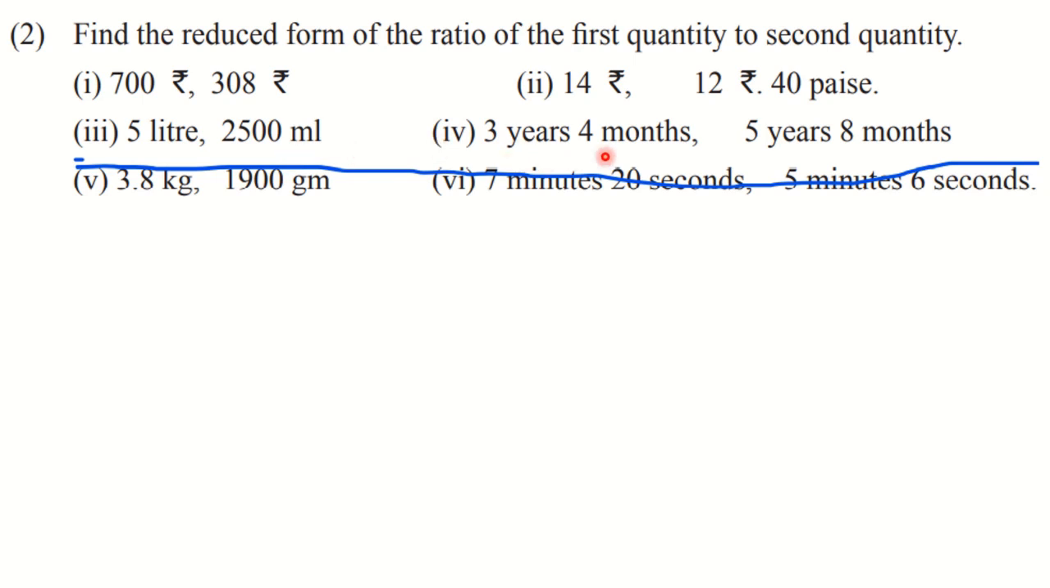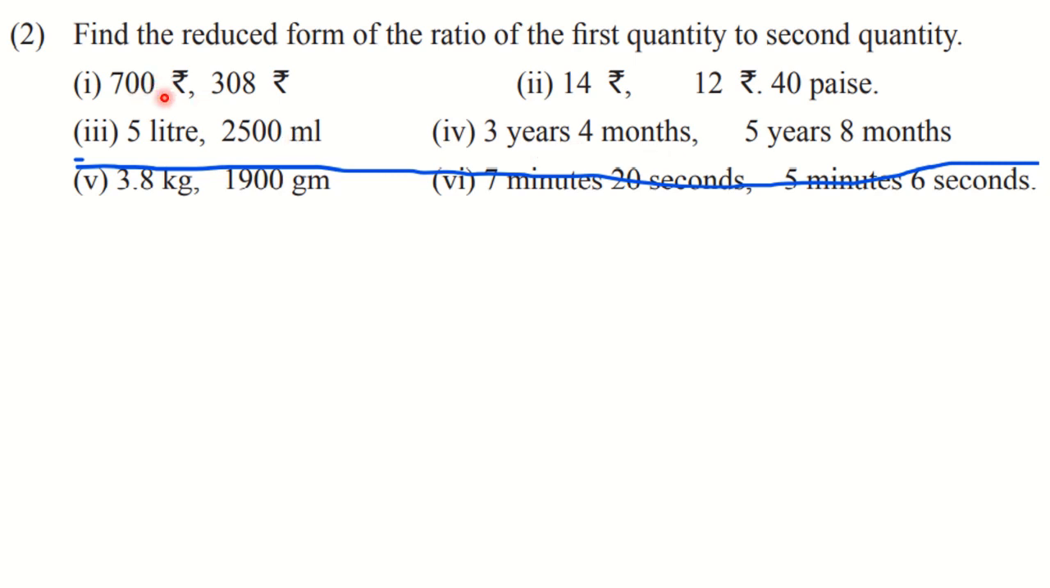Similarly here, years and months, here also years and months, so convert them to months. Okay, so you know that 12 months gives us 1 year, so multiply here by 12. 12 into 3, 36, plus 4, 40 months, and here 12 into 5, 60, plus 8, 68 months, and then you can find the ratio of 40 months to 68 months because you will get them in the same units. Okay, so these two you will solve as homework.